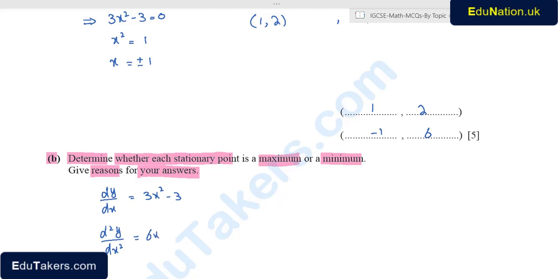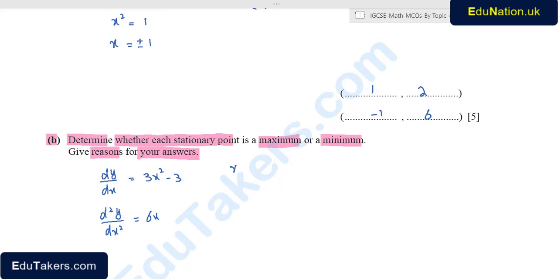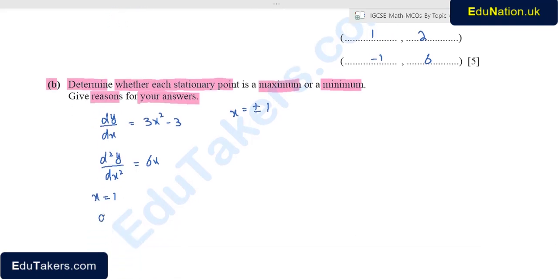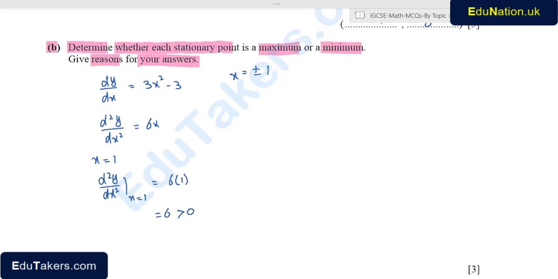Now we will find the second derivative at x is equal to plus minus 1. So at x is equal to 1, the second derivative is 6 into 1, which is 6. This is greater than 0. Since the second derivative is positive, so minimum.